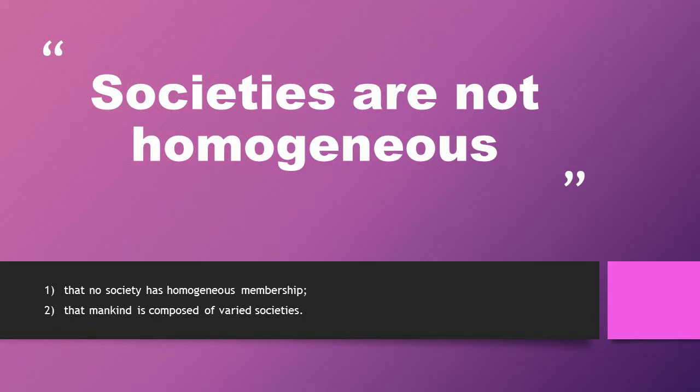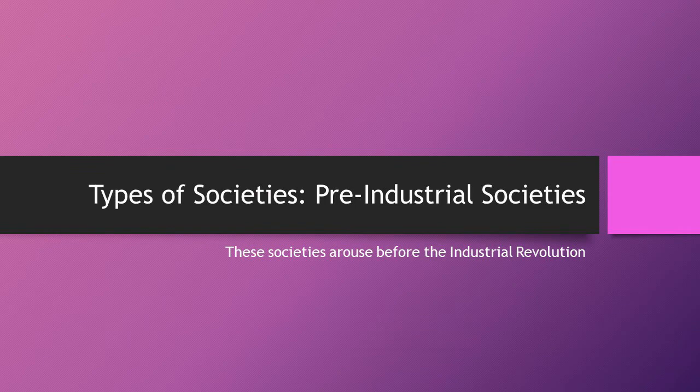So, because we have different beliefs and we have different practices in our society, we are being grouped according to those beliefs and practices. So now, let us discuss the different types of societies. The first type of society we have is the pre-industrial societies, which existed before the rise of the Industrial Revolution somewhere between the 16th century.